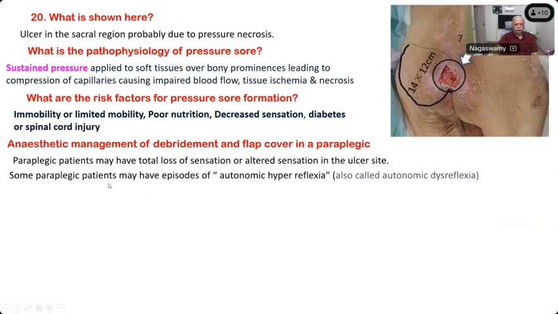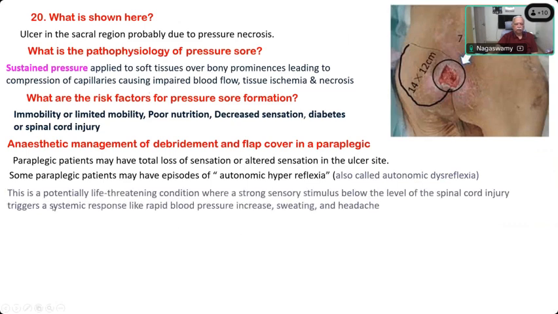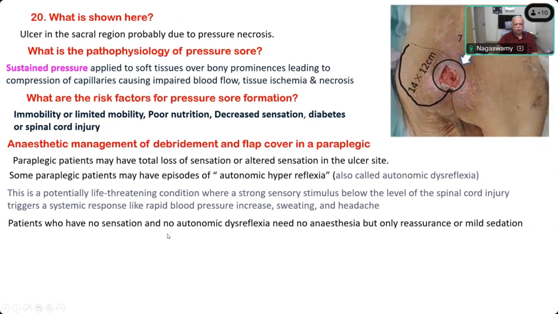Okay. Some paraplegic patients may have episodes of what is called autonomic hyperreflexia. It is also called autonomic dysreflexia. This is a potentially life-threatening condition where strong sensory stimulus below the level of spinal cord injury triggers a systemic response like rapid blood pressure increase, sweating, and headache. Okay? So patients who have no sensation or no autonomic dysreflexia need no anesthesia, but only reassurance or mild sedation. So if this is totally insensate, you can easily do this rotation flap without any anesthesia.